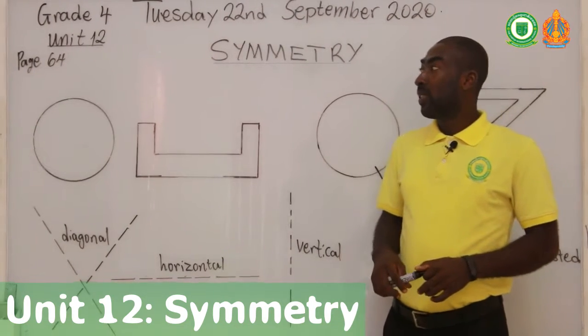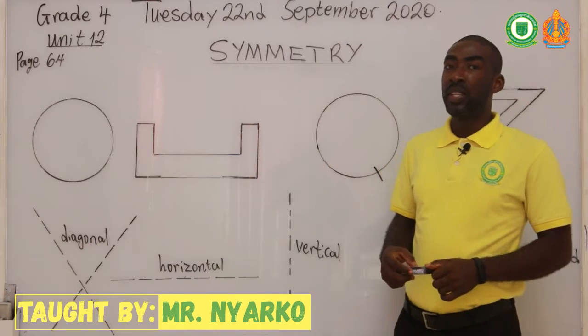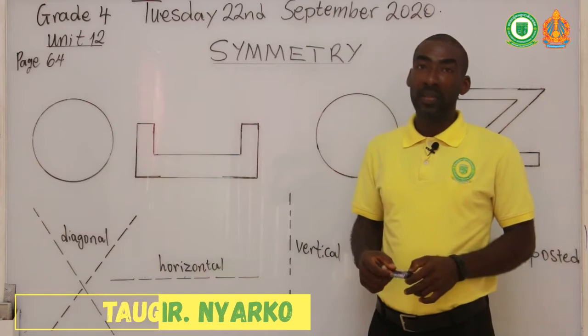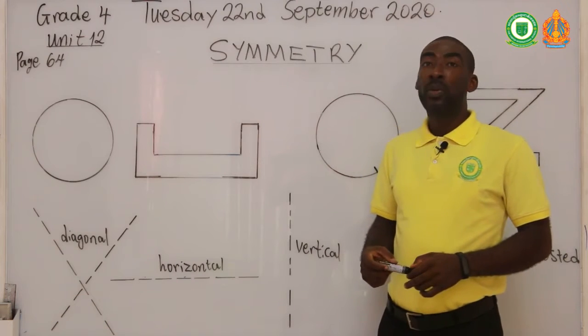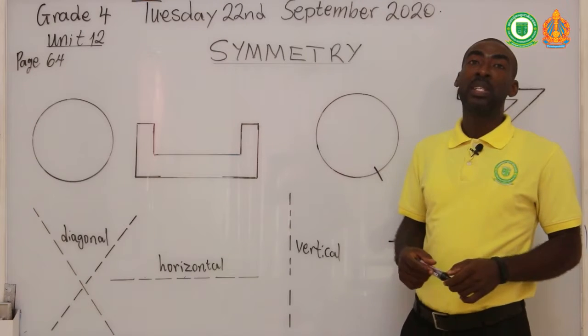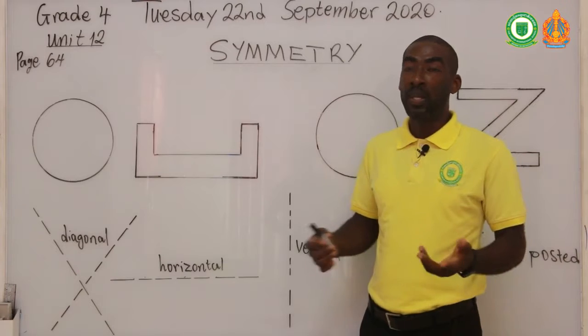In the previous lesson, we dealt with symmetry and we understood that symmetry is when you divide a shape into two equal matching halves. Okay, so today we're going to look at how we can put our line of symmetry into different shapes that we might have.